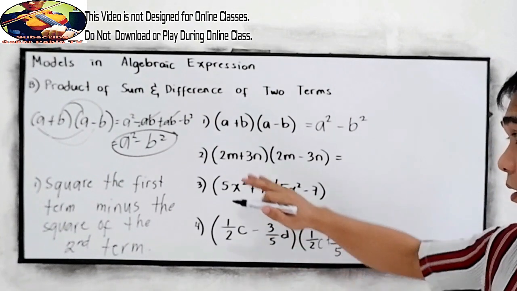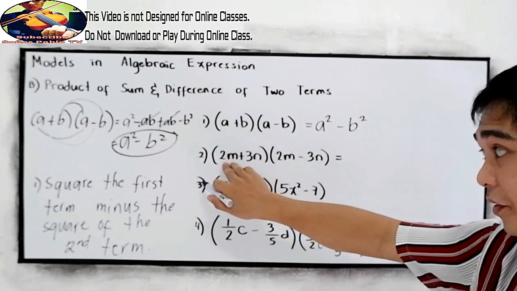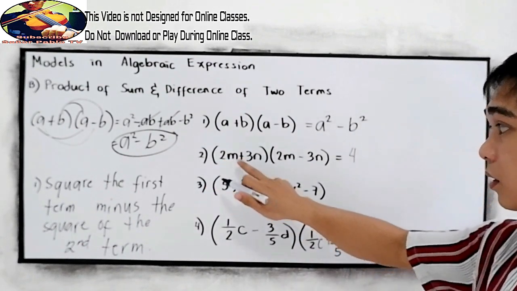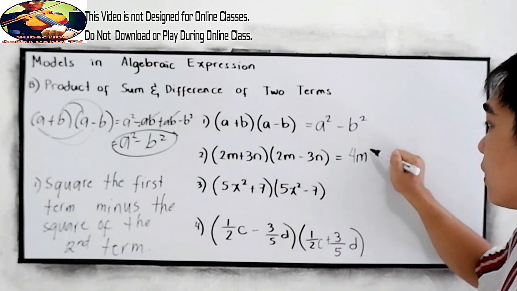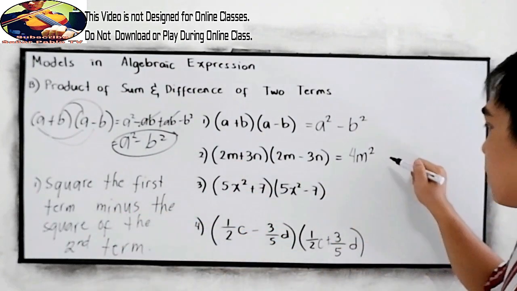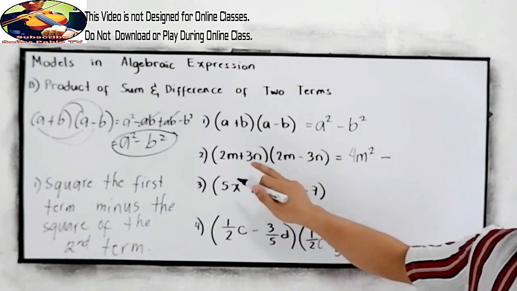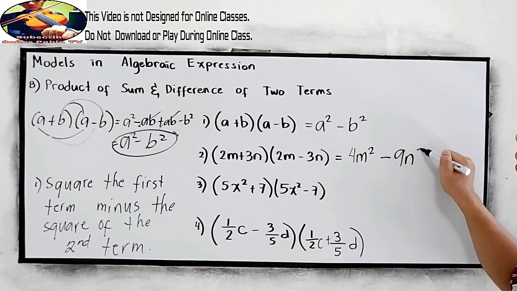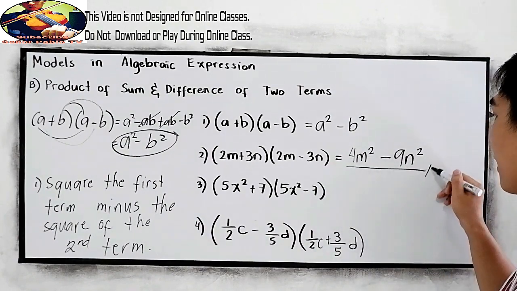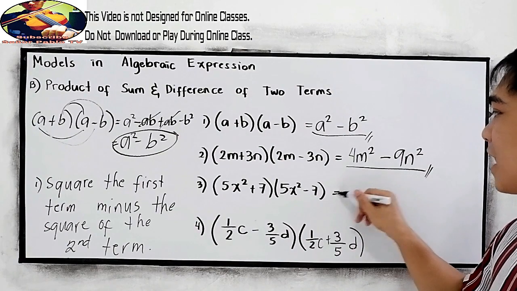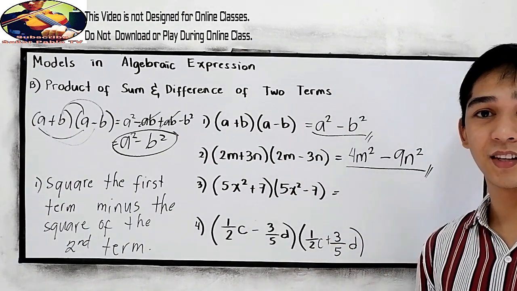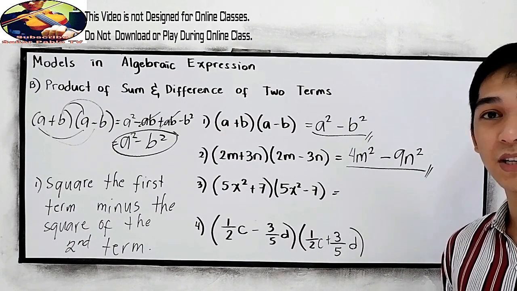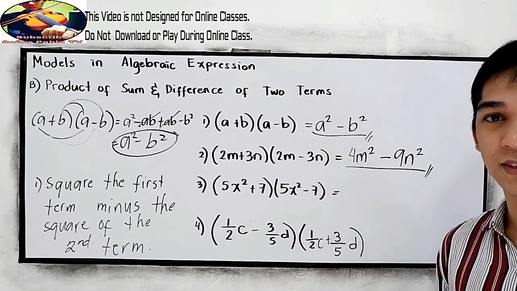Second example. Square the first term, 2 squared, that is 4, m squared, minus the square of the second term, 3 squared, that is 9, n squared. This will be our product. Now, can you try number 3? If you want to try number 3, pause the video. Then after answering, resume watching to check your answer.